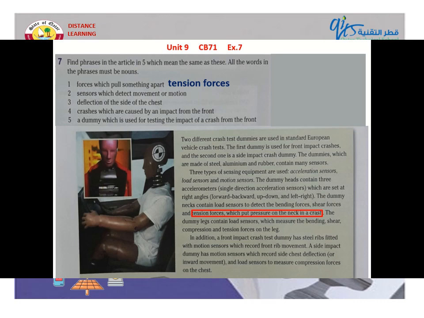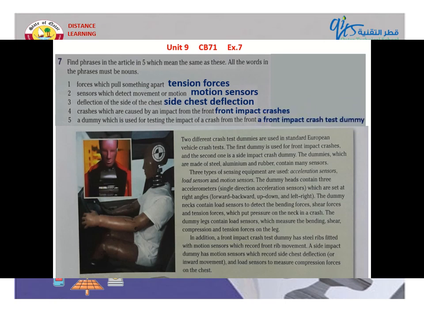Now, let's check our answers. Sensors which detect movement or motion: motion sensors. Number 3, deflection of the side of the chest: side chest deflection. Crashes which are caused by an impact from the front: front impact crashes. A dummy which is used for testing the impact of a crash from the front: a front impact crash test dummy.